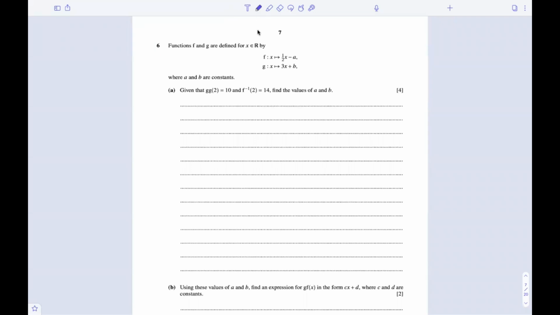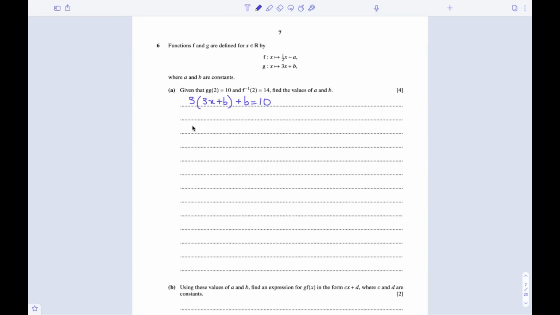In question 6, we have two functions, f of x, which is half x minus a, and g of x, which is 3x plus b. It says that g of 2 equals 10. This means that in the function g, which is 3x plus b, we will write in place of x, 3x plus b again, plus b equals 10.